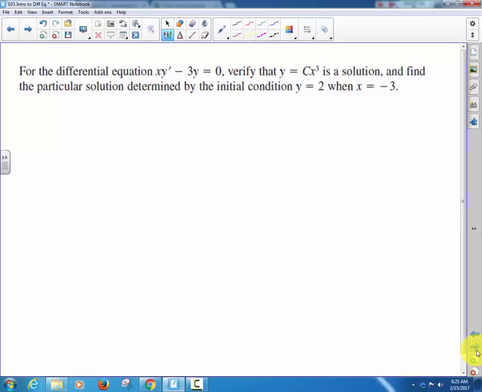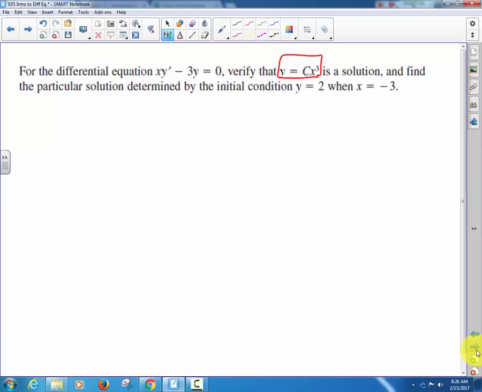Here's a differential equation. xy prime minus 3y equals 0. Verify that cx cubed is a solution. What does that mean? Verify that that's a solution. What does that mean? Exactly. Make sure. We're telling you that it is. It'd be the same as saying show that that's a solution. So go through the process to show that that is a solution to that particular equation. And then we'll worry about the second piece of it down here in a moment.